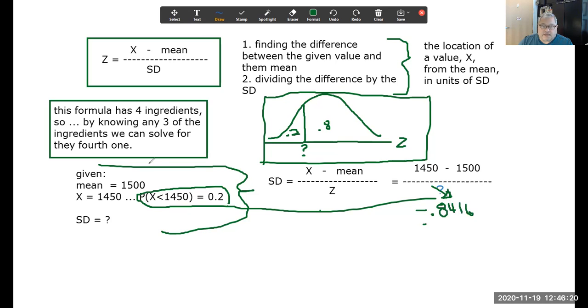And so the standard deviation then becomes equal to the numerator of minus 50. That comes from the subtraction of 1450 minus 1500. And the denominator of minus 0.8416.